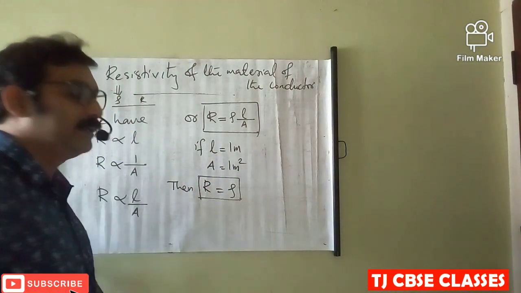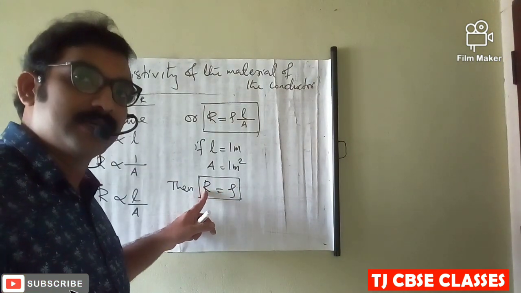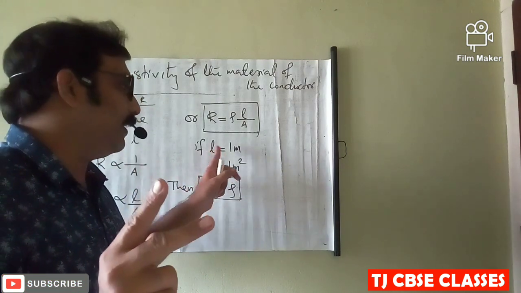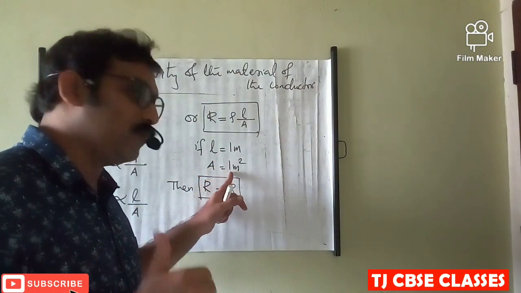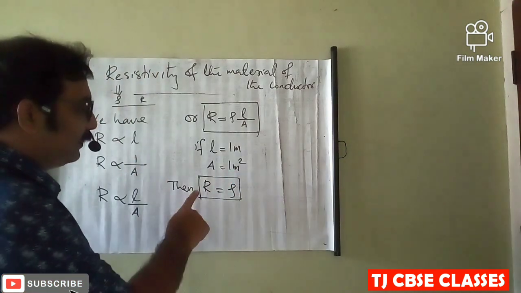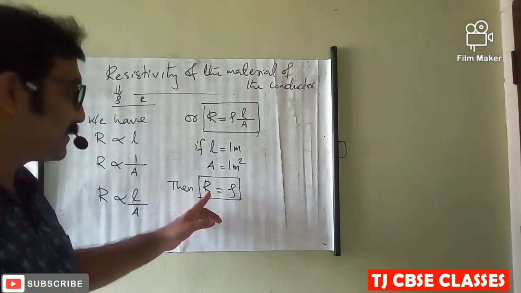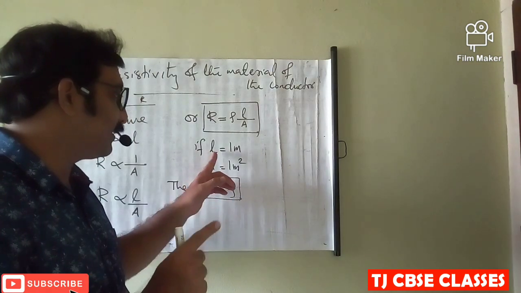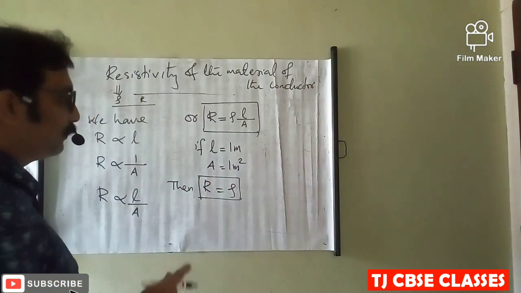Then how can we define resistivity? The resistivity of the material of the wire is equal to the resistance of the wire, under two conditions: when the length of the wire is 1 meter or 1 unit, and the area of cross section is 1 meter square or 1 square unit. Then the resistivity of the material of the wire can be defined as the resistance of the wire. That means rho equal to R. Two conditions are there: length is 1 unit, area of cross section is 1 square unit.